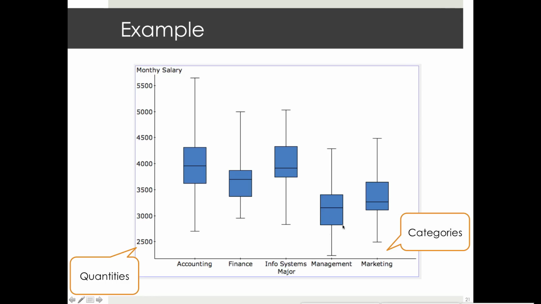You can see here that the management majors tend to have the lowest median salary income. On the other hand, it looks like either the information systems majors or the accounting majors have the highest median salary. So this is a nice representation of these two variables that allows us to see different relationships. So this is the visual representation we'll use in the C-to-Q case, categories to quantities.